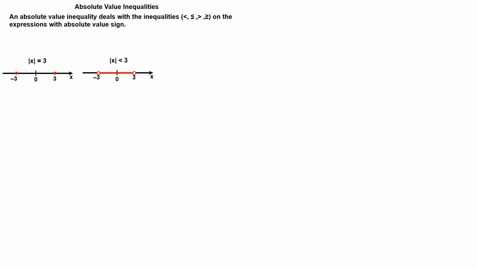Once again, let's start off with a simple numerical example. This inequality asks us to find all the x values that are more than 3 units away from 0 in either direction. So the solution is going to be the set of all the points that are more than 3 units away from 0. For instance, minus 4 will work as will 4. Minus 5 will work as will 5.